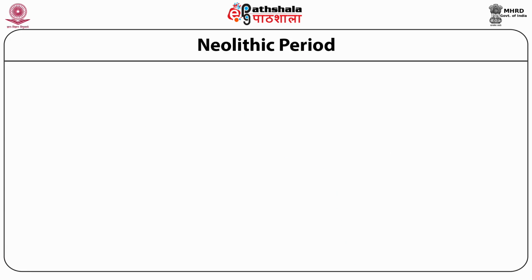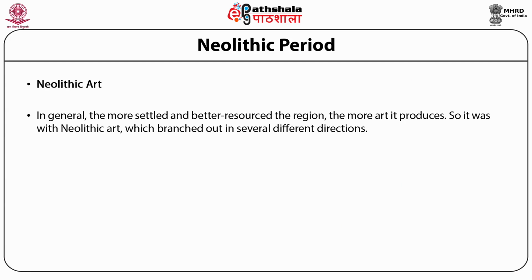For tens of millennia before the advent of agriculture, the total human population had varied between 5 million and 8 million. By 4000 BCE, after less than 5000 years of farming, numbers had risen to 65 million. In general, the more settled and better resourced the region, the more art it produced.